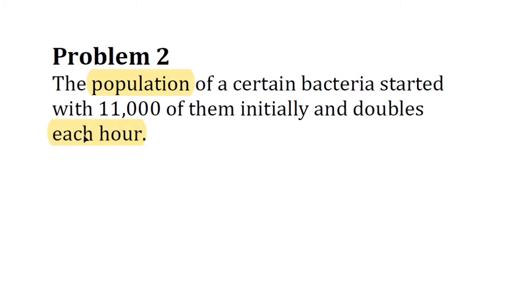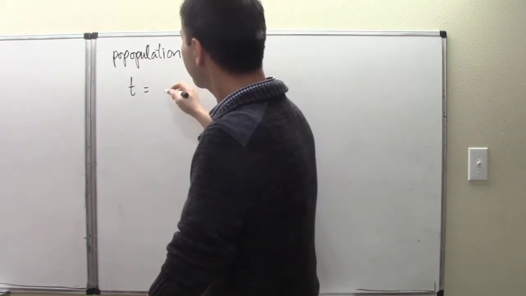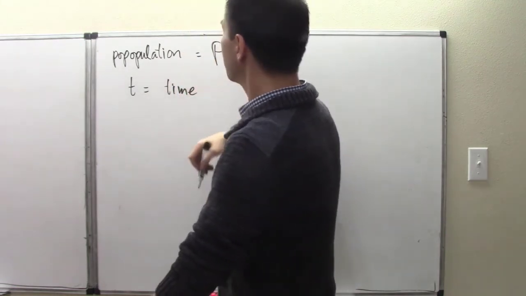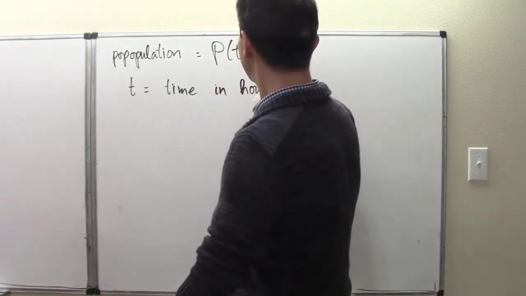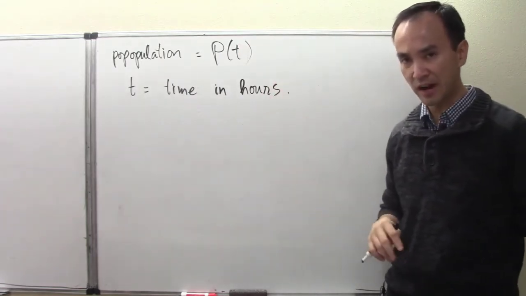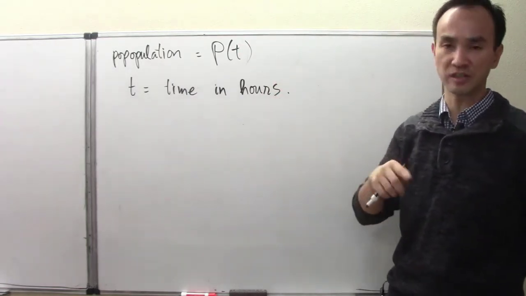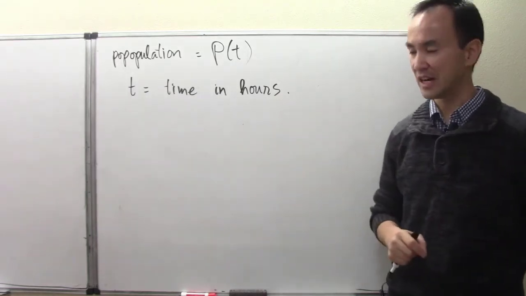So the keyword we recognized here is "each hour." That means t is the variable being measured in hours. So t equals 5 means 5 hours, t equals 10 means 10 hours, t equals 2.5 means 2.5 hours. So t is a time variable.